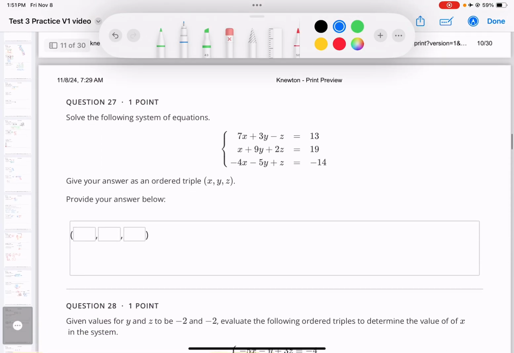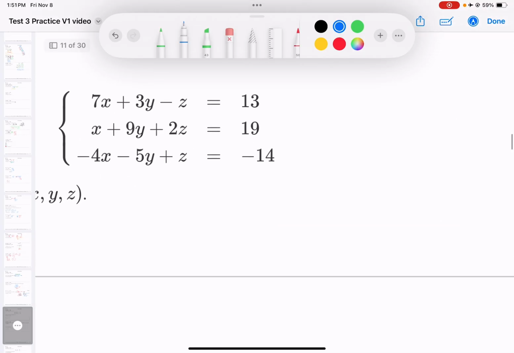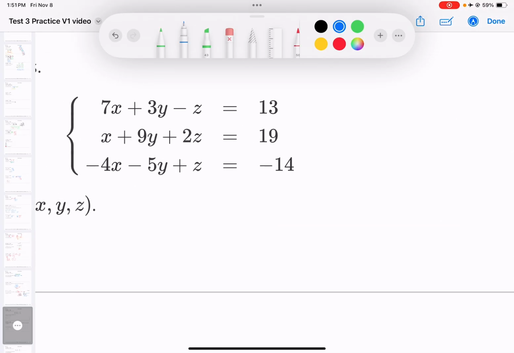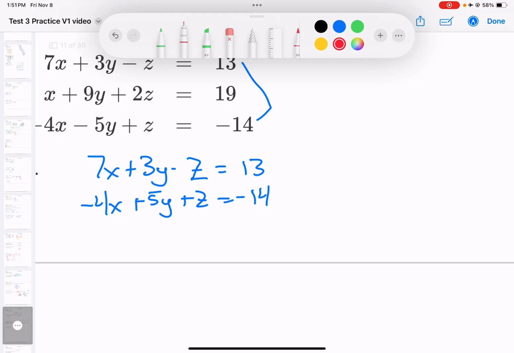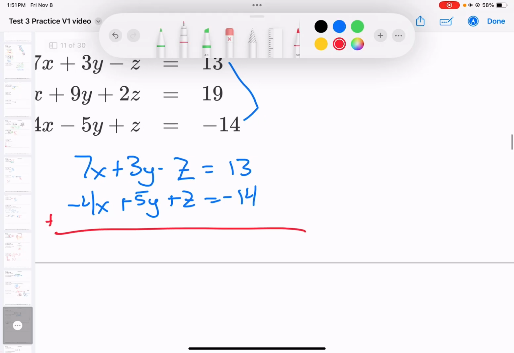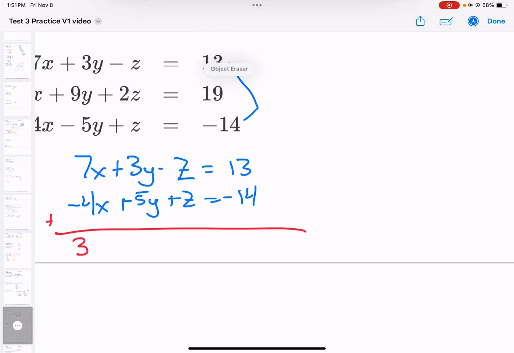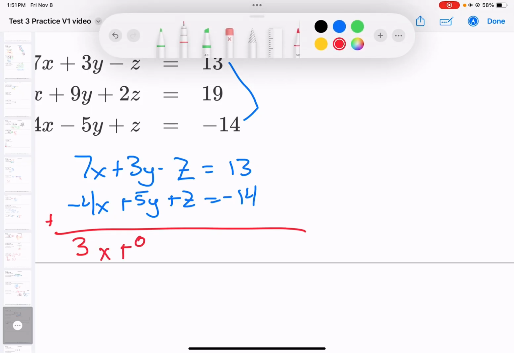Okay. We did this one in class, but I'm going to do it again just because I think it's a good problem. And it's good practice. I'm going to combine these two first. So I'm going to have 7x plus 3y minus z equals 13, negative 4x plus 5y plus z equals negative 14. The reason why I'm combining these is it gets rid of the z's. So it gives me 3x plus 8y. The z's go away, so that's going to equal negative 1.